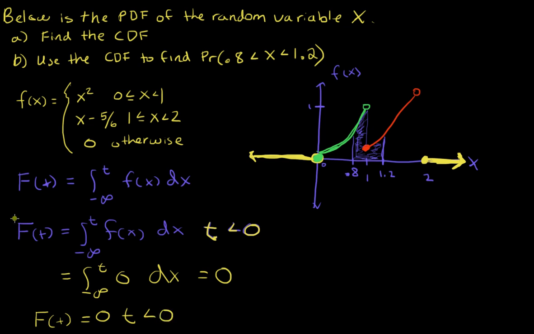Right? Okay, so the next piece is this green piece. So for the green piece, F of t is the integral from negative infinity to t of f of x dx. Okay, so now t is some number between 0 and 1.